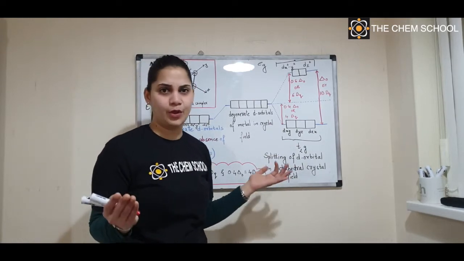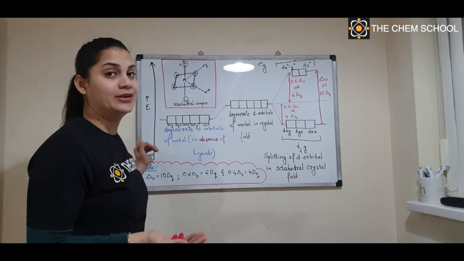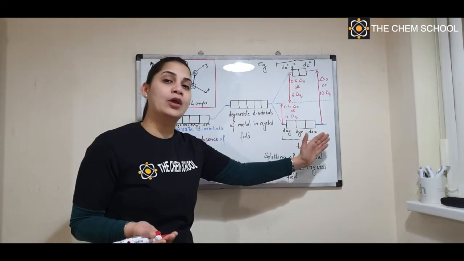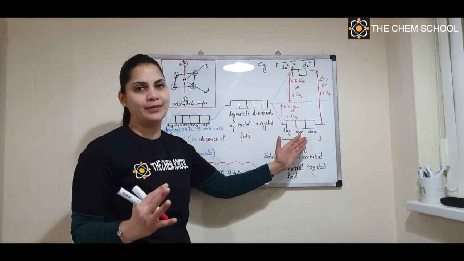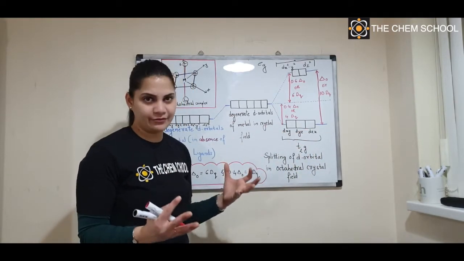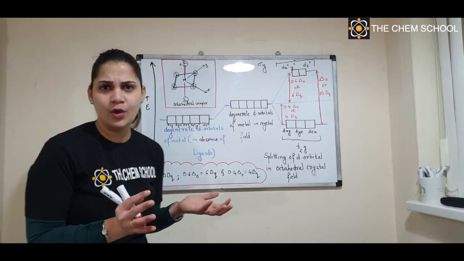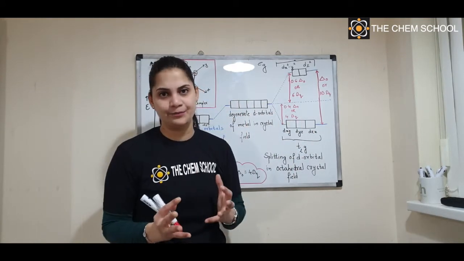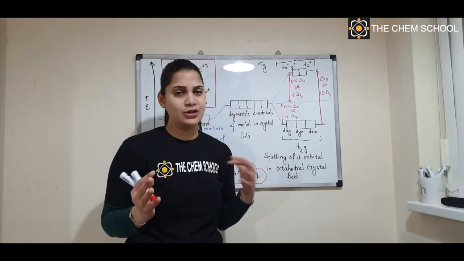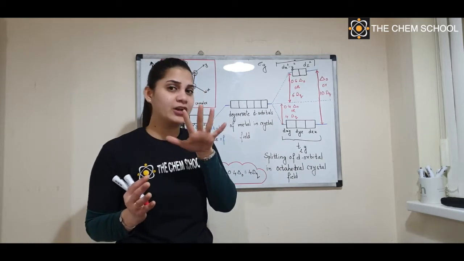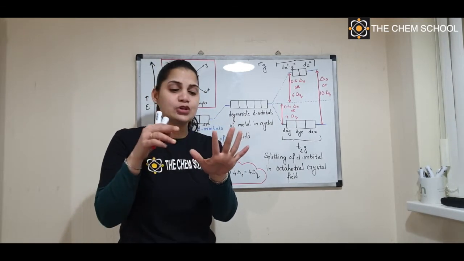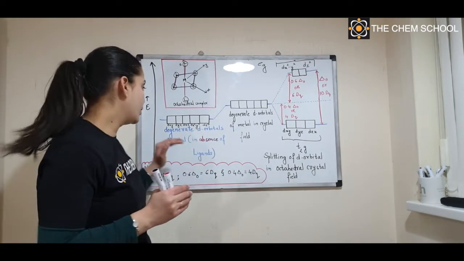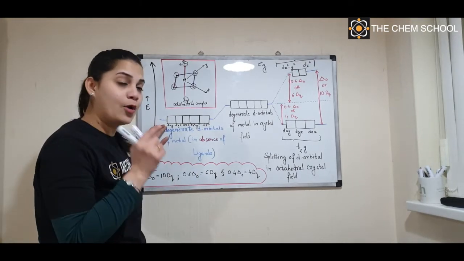So what happens? Now let's consider this as your energy axis, and this is what is happening to the energy of the d orbitals during the formation of the octahedral complex. Initially, we have a d orbital which is not surrounded by anything, that is, no ligands, nothing, only the d orbital. You know that the d orbital has five subshells, so what are their names?